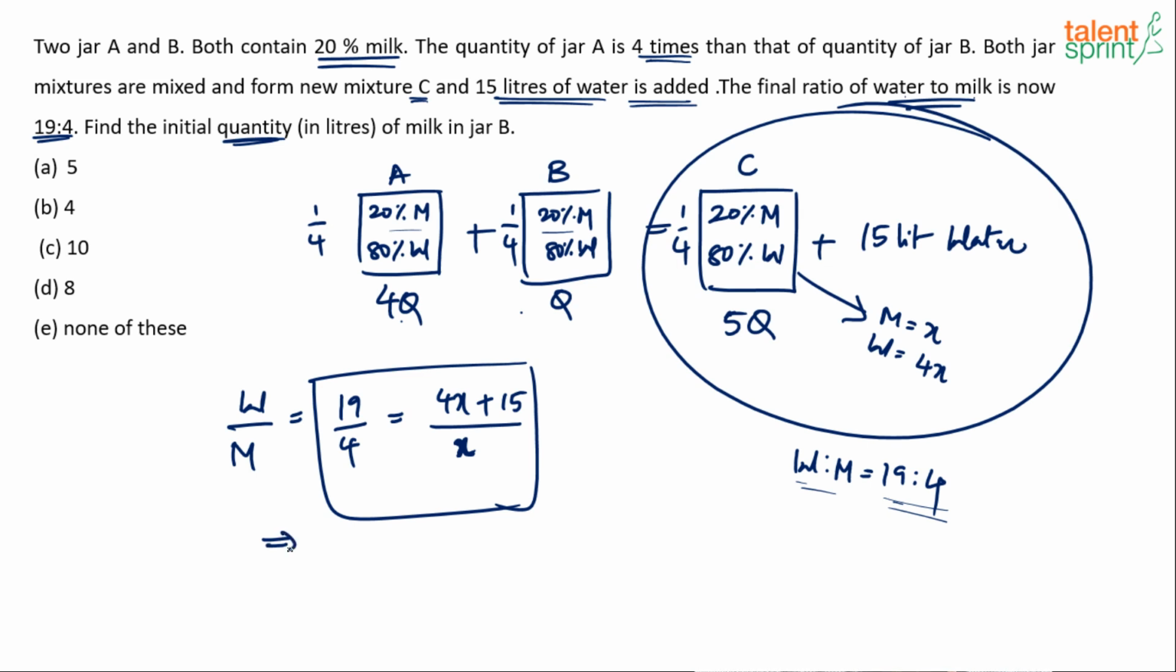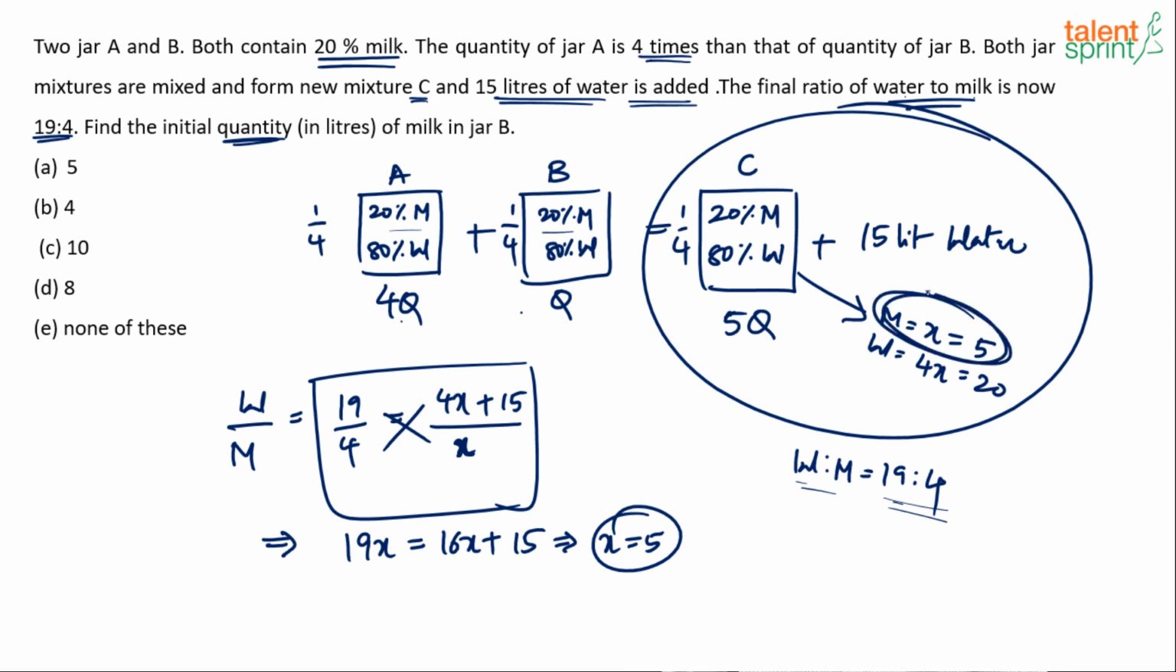Solve for X, what happens? So 19X equals, cross multiply, 4 into 4, 16X plus 15, which implies 3X is 15, so X is equal to 5. So you know that milk was 5 liters and water was 20 liters. 5 liters milk, 4 into 5, 20 liters water, and plus extra 15 liters of water was added. I am only interested in finding out the total quantity of milk. The total quantity of milk here is 5 liters.